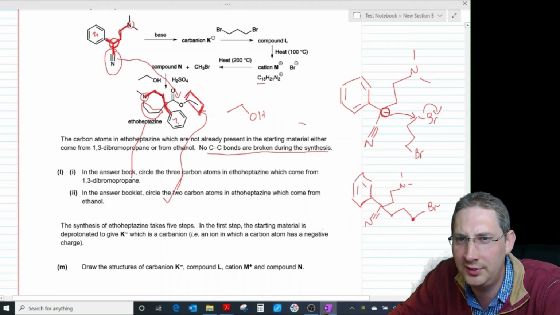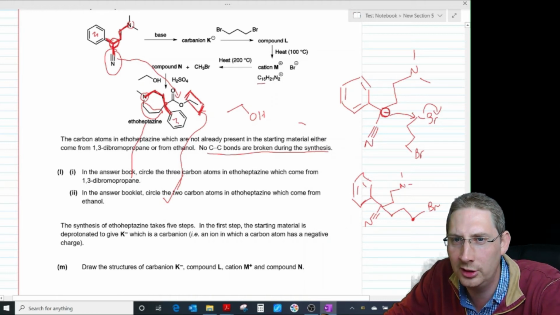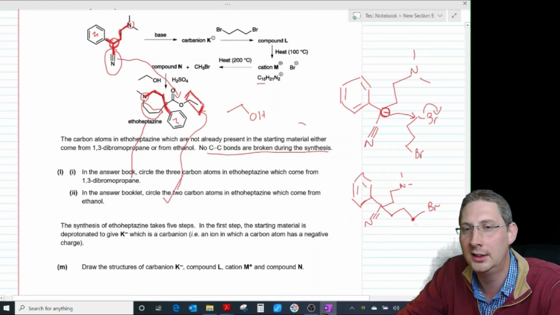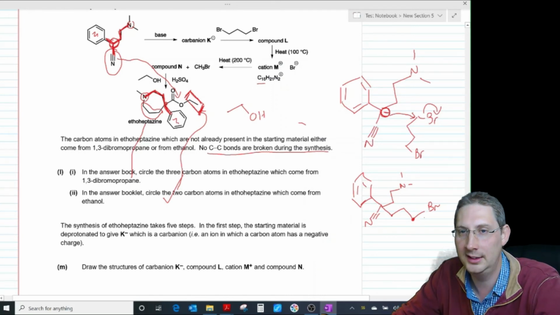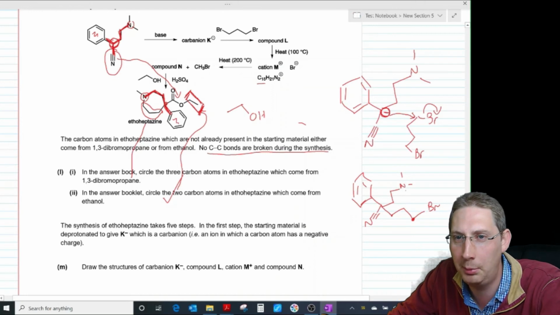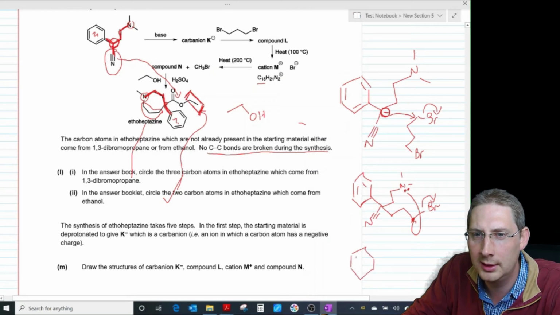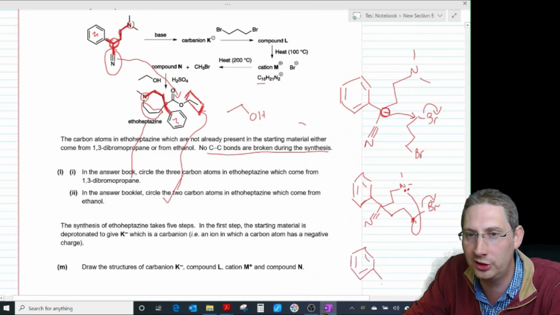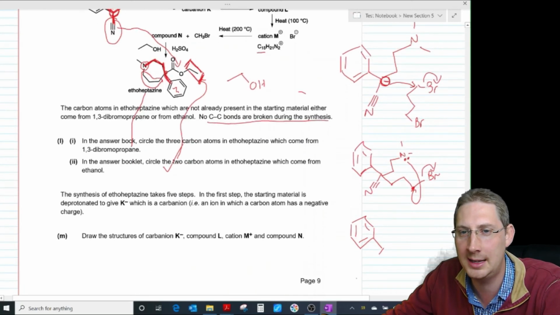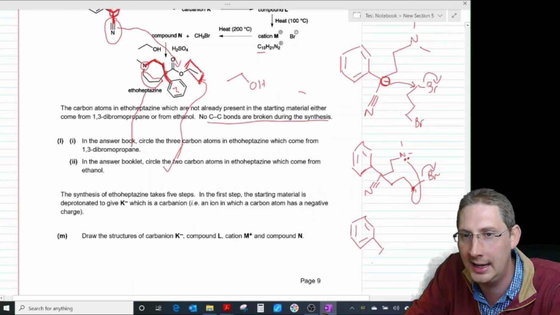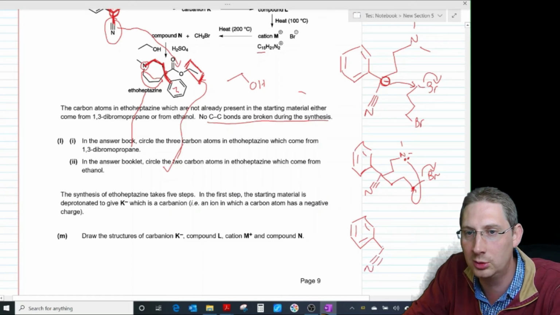Cation M is C15, so let's count the carbons. We've got 1, 2, 3, 4, 5, 6, 7, 8, 9, 10, 11, 12, 13, 14, 15. So clearly no carbons are leaving at that point. So I suspect that nitrogen there is attacking in and kicking out the bromine, and what we are ending up with, and again I'm doing this because I know what I want to form, and the question has happily given me the end product, and you'll often see this, that they'll give you the end product, so you need to try and work towards it.